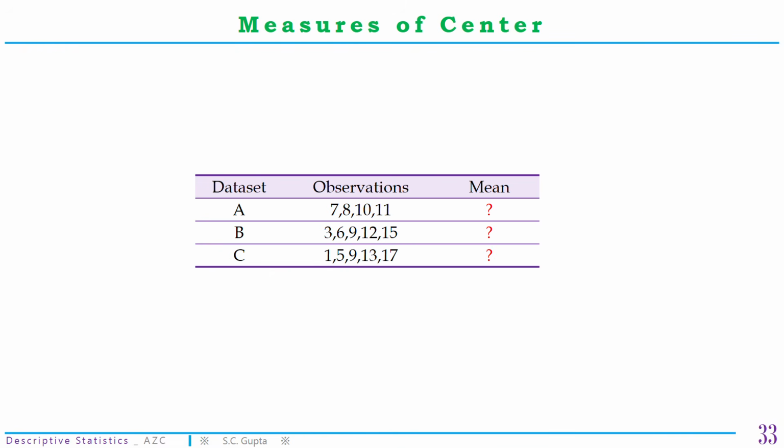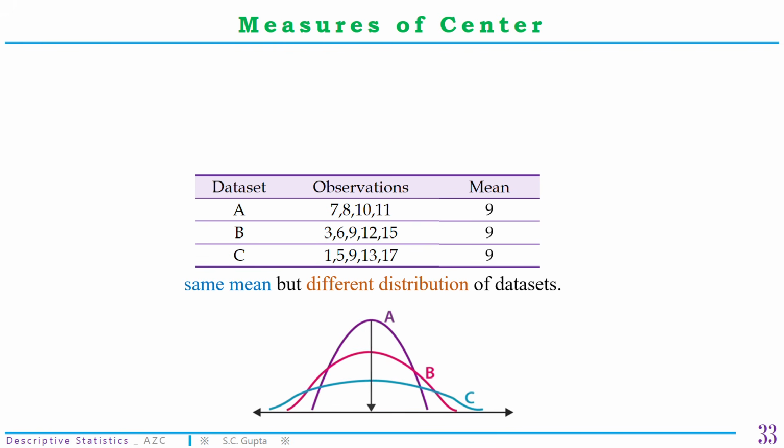The table contains 3 different data sets, A, B, and C. Now find out the mean of all 3 data sets. For all 3 data sets, there is the same mean, that is 9, but there is a different distribution of data. So, a measure of central tendency gives an idea about the center part of a data set, but fails to predict the distribution of data.